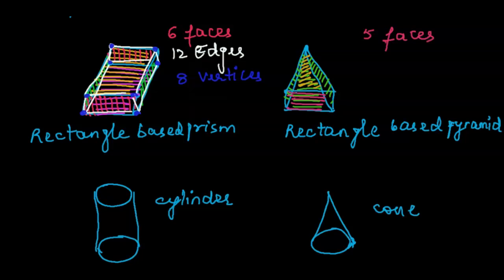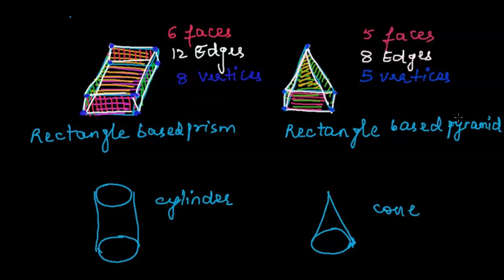How many sides do we have? Let's count. 1, 2, 3, 4, 5, 6, 7, and 8. So we have 8 edges. And how many vertices do we have? 1, 2, 3, 4, and 5 vertices. So this is how we get our faces, edges, and vertices.